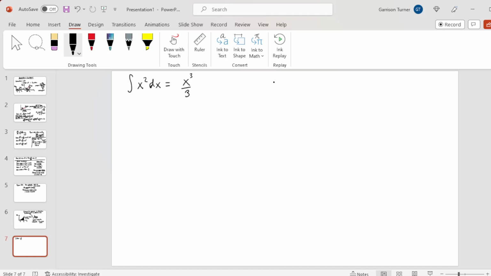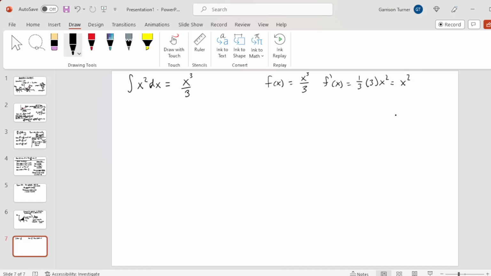And we can see that if my original function f of x was indeed x cubed over 3, then taking the derivative of this is the same thing as 1/3 times 3 times x squared, which in fact is of course x squared.